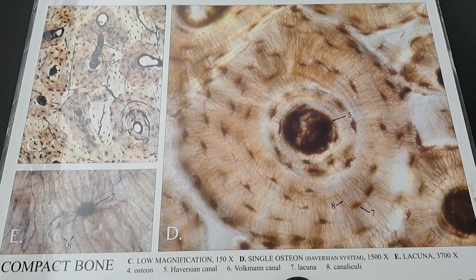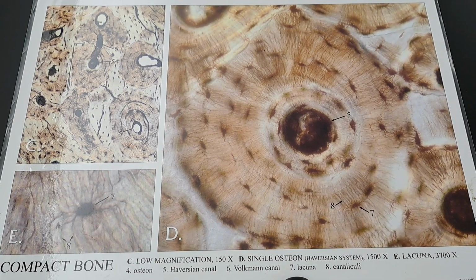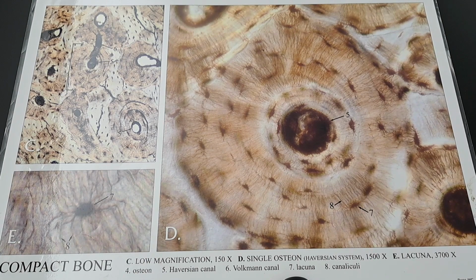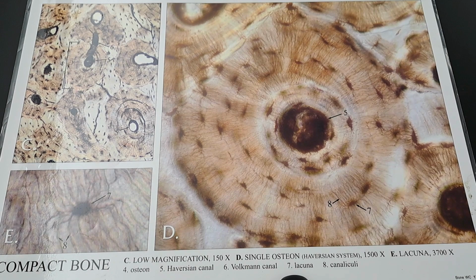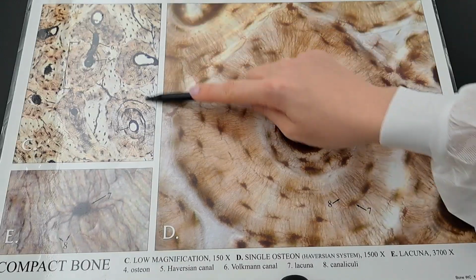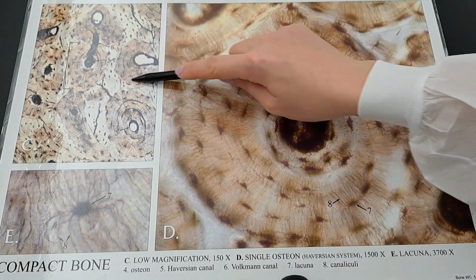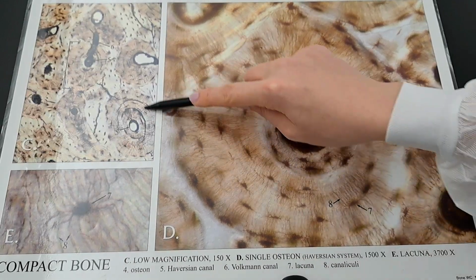Welcome back. In this video, we will go over the histology of the spongy and compact bone. We will point out the similarities and differences. The compact bone, which is right here, consists of osteons. These are the osteons, also called the Haversian system.